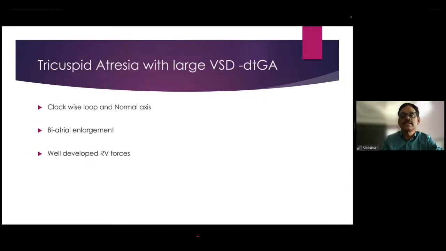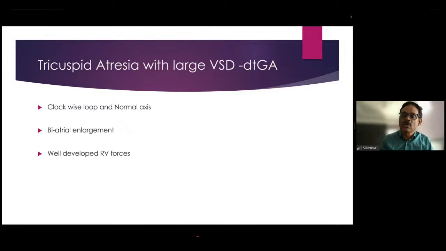Now, tricuspid atresia sometimes can have a large VSD, usually associated with transposition of the great arteries. Here, because of the large VSD and increased pulmonary blood flow, the morphological right ventricle also is rather well developed, unlike in classical tricuspid atresia, where there is a restrictive VSD and hypoplastic RV, where LV is dominant. Here, RV development is well preserved. So RV forces are also well developed on ECG.